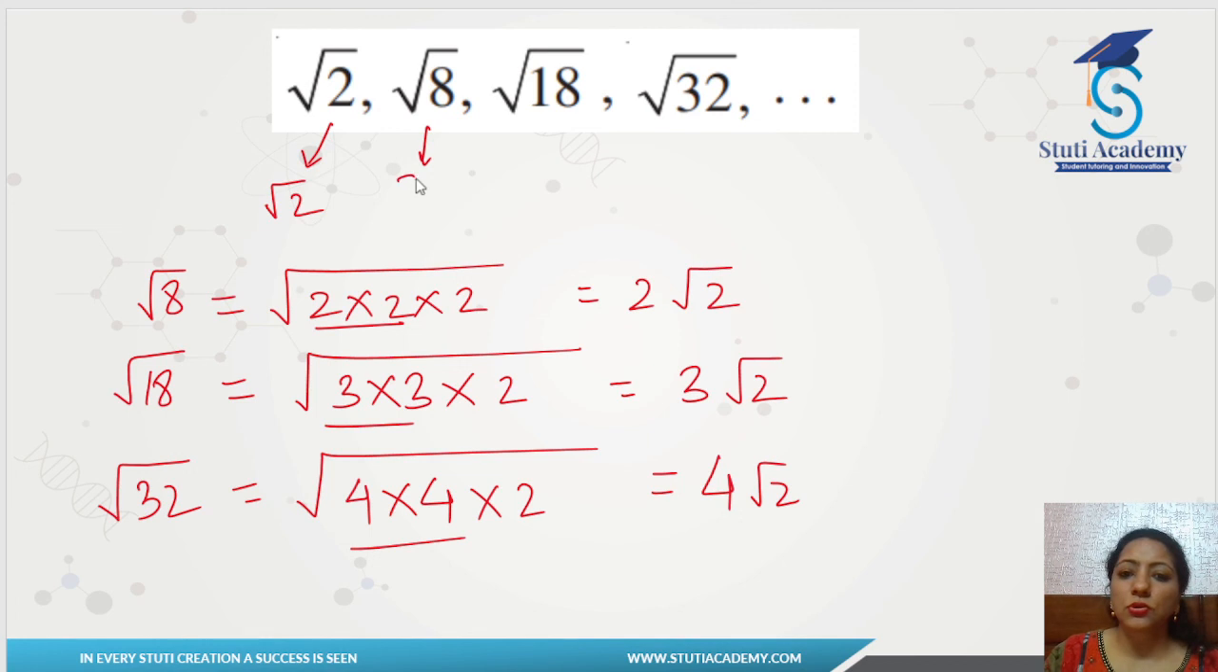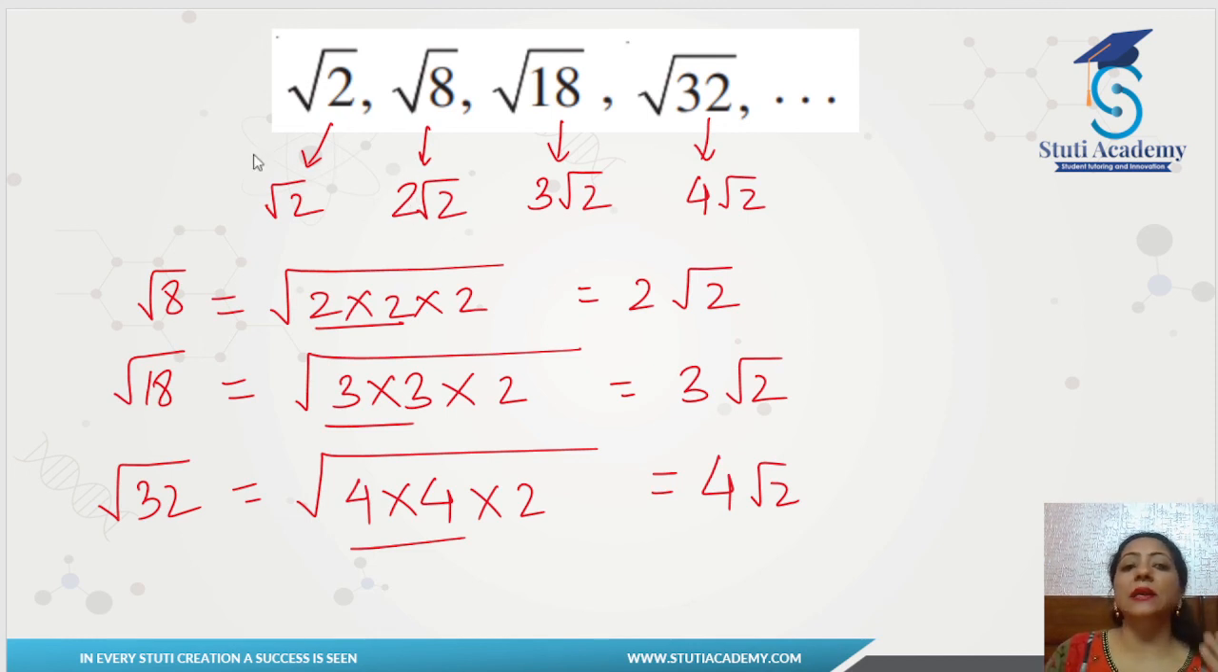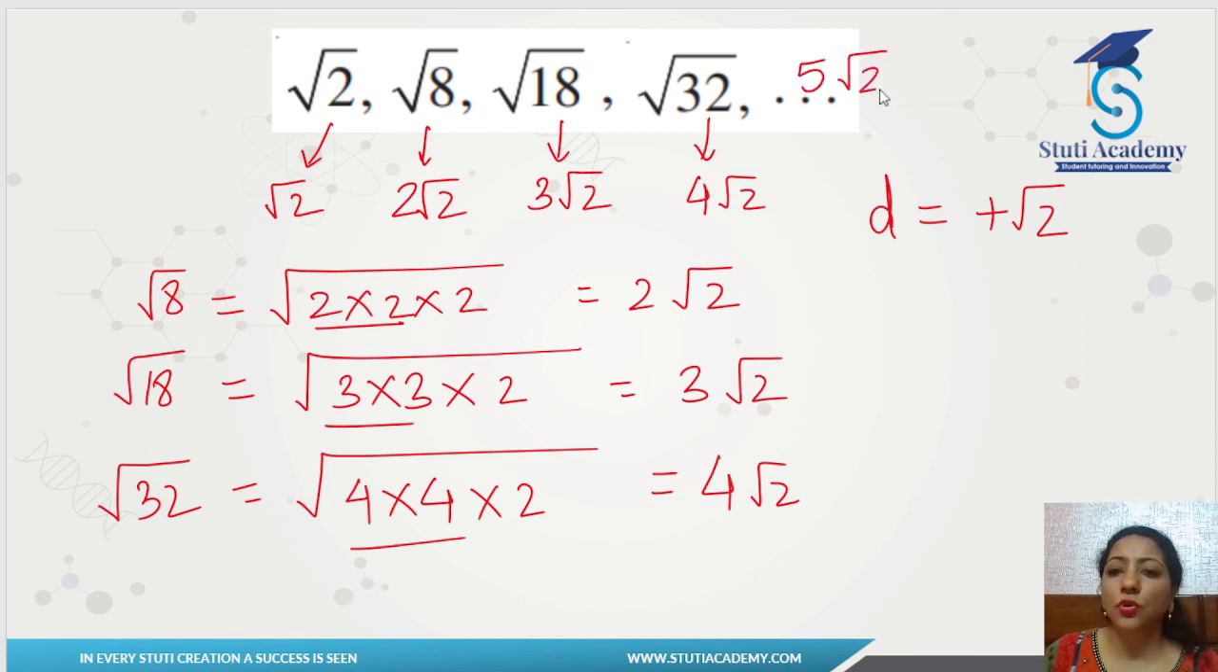So this is root 2. This is 2 root 2. Then this is 3 root 2 and this is 4 root 2. So please notice every time we are adding root 2 to get the next number. So yes, this is an arithmetic progression with the common difference root 2. So the next three terms would be 5 root 2, 6 root 2, 7 root 2.